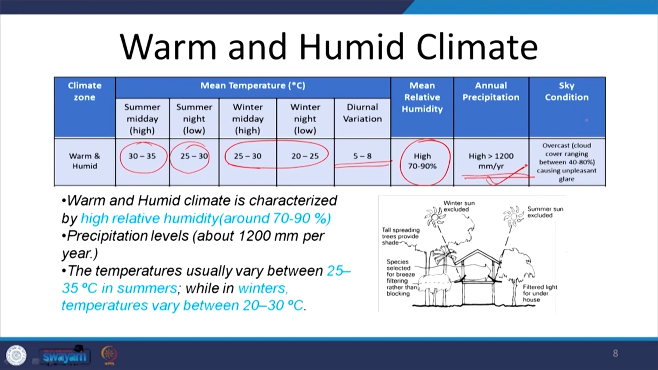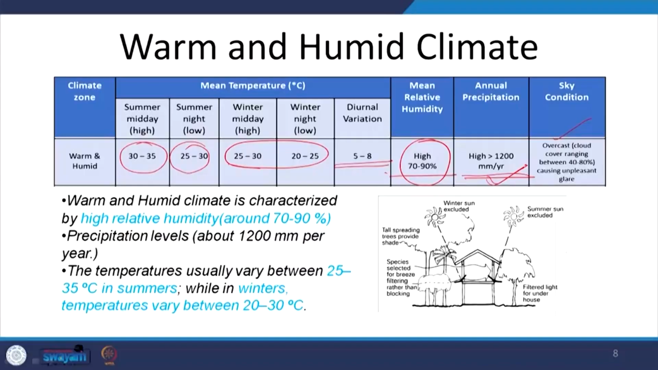If we look at sky conditions, it is most of the times overcast, ranging between 40 to 80% of cloud cover, and that causes extremely unpleasant glare. It also blocks the heat because of the cloud cover. So, this is what the warm humid climate is, and at times it becomes very difficult to handle the warm humid climatic conditions, much more than the hot dry climatic conditions, because of the high humidity.